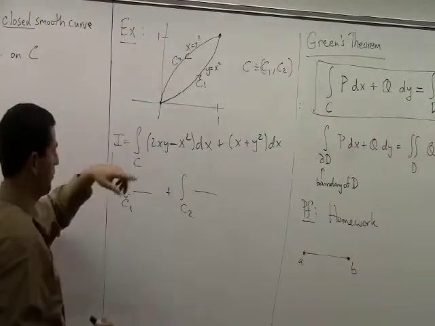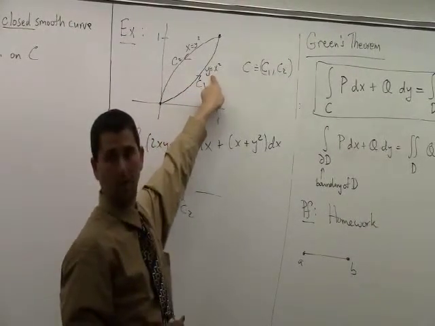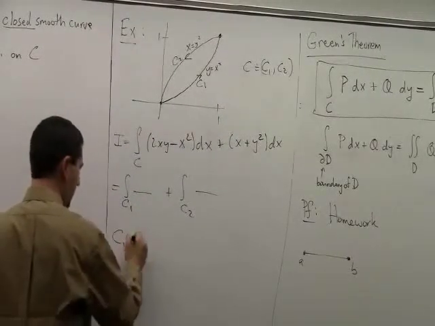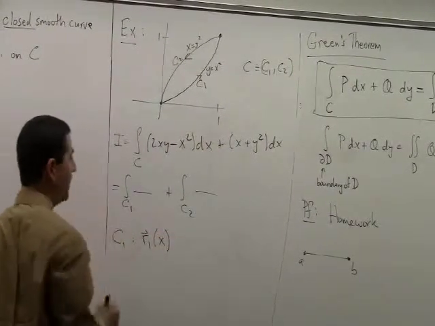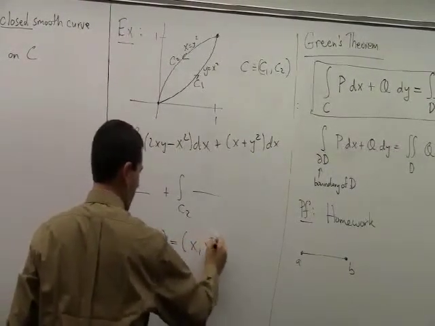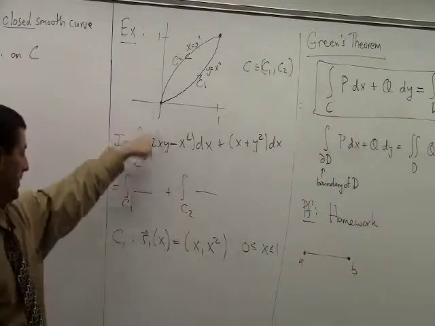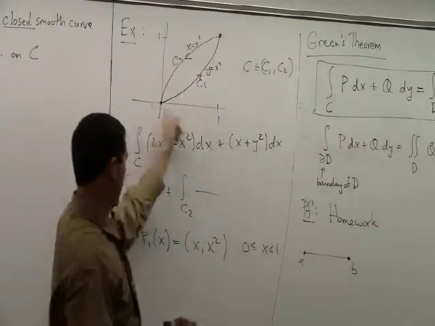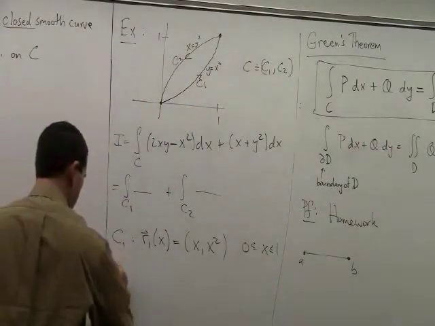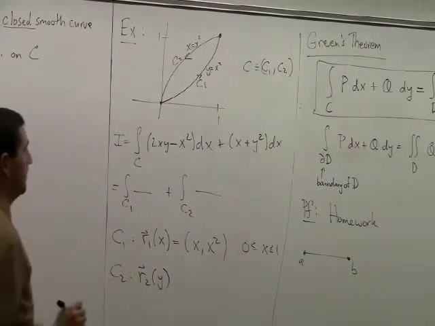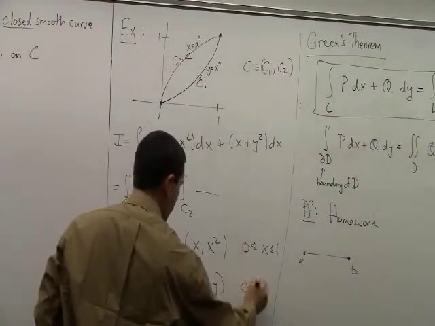Okay, but I can use this trick that I used before. Since I'm given this curve quite explicitly, y equals x squared, I'm just going to parameterize C1 by, say, R1 of x, and it's going to be x comma x squared, where x goes from 0 to 1. That completely parameterizes this curve, right? The x-coordinate can always be thought of as x, and then the y-coordinate is x squared, because it's y equals x squared. And x is going from 0 to 1. And then C2, I'm going to do that in terms of y.